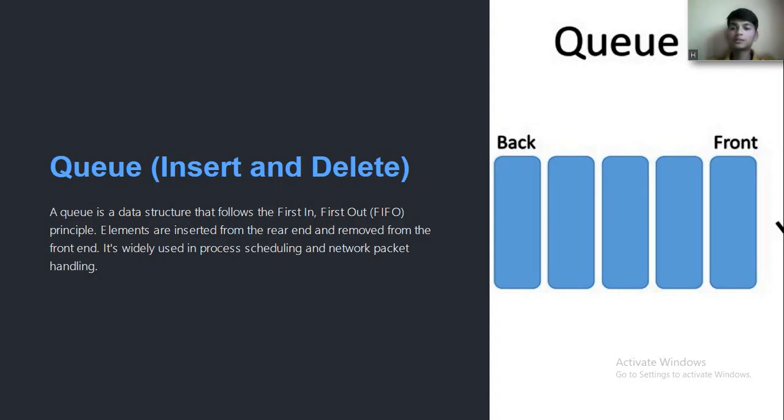So the next concept is queue, where insert and delete methods are involved. A queue is a data structure that follows first in first out, whereas in the last slide we saw the stack uses the last in first out principle. In a queue, elements are inserted from the rear end and removed from the front end. It's widely used in process scheduling and network packet handling. So here you can see this is the rear end and this is the front end in the queue.